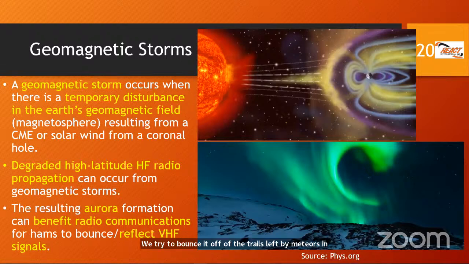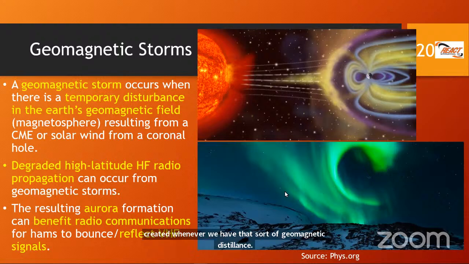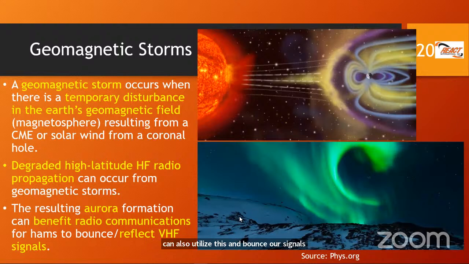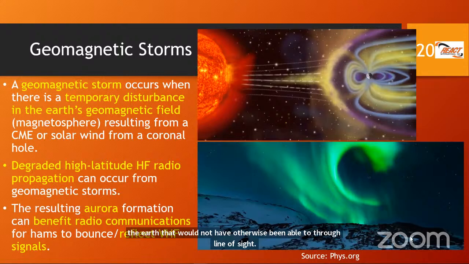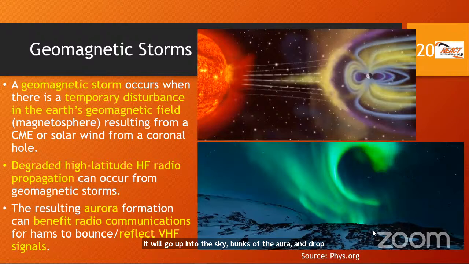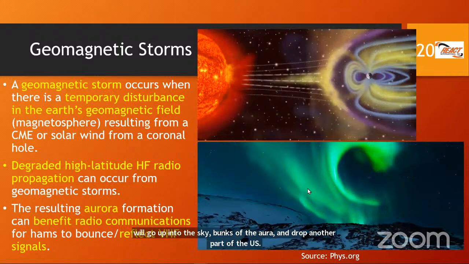You may also recall that we try to bounce our signals, especially VHF signals, off of aurora. So we have aurora borealis, or the northern lights, and we have aurora australis, or southern lights, that's created whenever we have that sort of geomagnetic disturbance. Pretty looking lights if you've ever seen it, but hams can also utilize this and bounce our signals, particularly in the VHF part of the spectrum, such that our signals will go up and bounce into another part of the Earth that it would not have otherwise been able to through line of sight. It will go up into the sky, bounce off the aurora, and drop on another part of the Earth and allow us as hams to communicate, because as hams, we love to bounce our signals off of things.